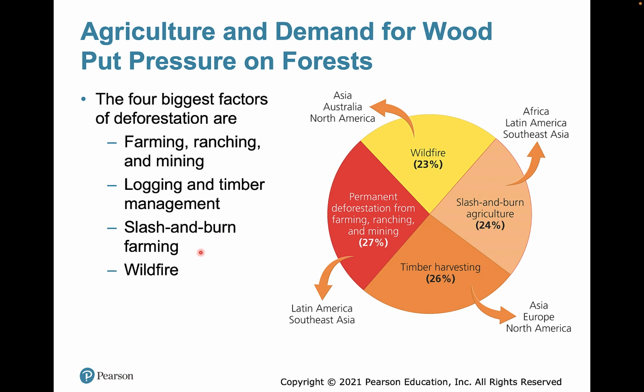Slash and burn farming, this happens a lot in the Amazon rainforest, where people go in and they just literally cut down all the trees and burn them, because ash tends to be very nutrient rich. So they burn the trees and then the ash goes into the ground as fertilizer for the soil, and then they grow crops off of it. And wildfires. We don't hear about them too much in Asia, but we've heard a lot about them in Australia a few years ago. And they're pretty common in North America.